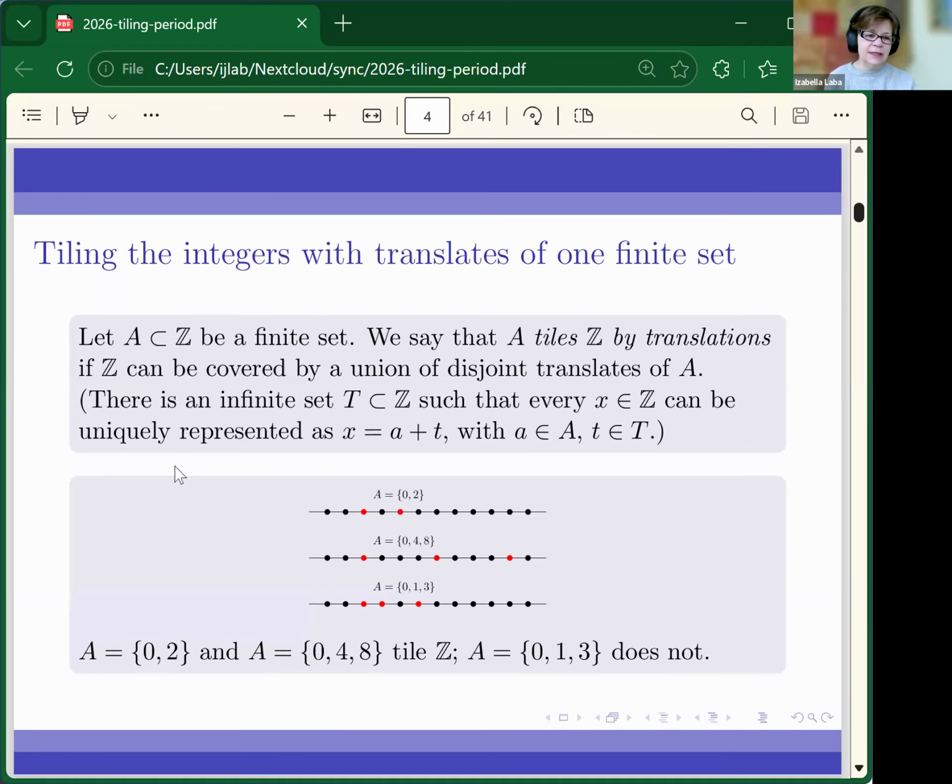The set {0, 2} tiles the integers in the obvious way. You can place {0, 2} at 0 and 2, then a translated copy of it at 1, 3, and then start the next copy at 4, and then continue the pattern. You can do the same with the set {0, 4, 8}. You place the next copy of A starting at 1, and then you get 5, 9. You fill up the interval, and then you move on. If you take {0, 1, 3} instead, then that does not tile the integers because there is no way to fill the gap between 1 and 3.